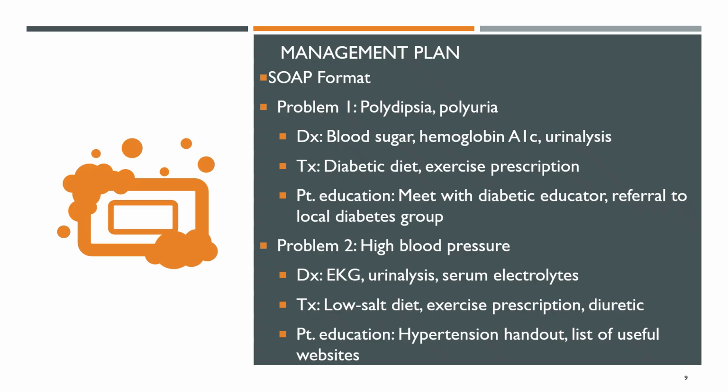Diagnosis: order the EKG, urinalysis, and serum electrolytes to evaluate complications and rule out secondary causes. The treatment: recommend a low salt diet, regular exercise, and if necessary, prescribe a diuretic. And patient education would be to provide a hypertension handout and direct the patient to trustworthy websites for continued learning.